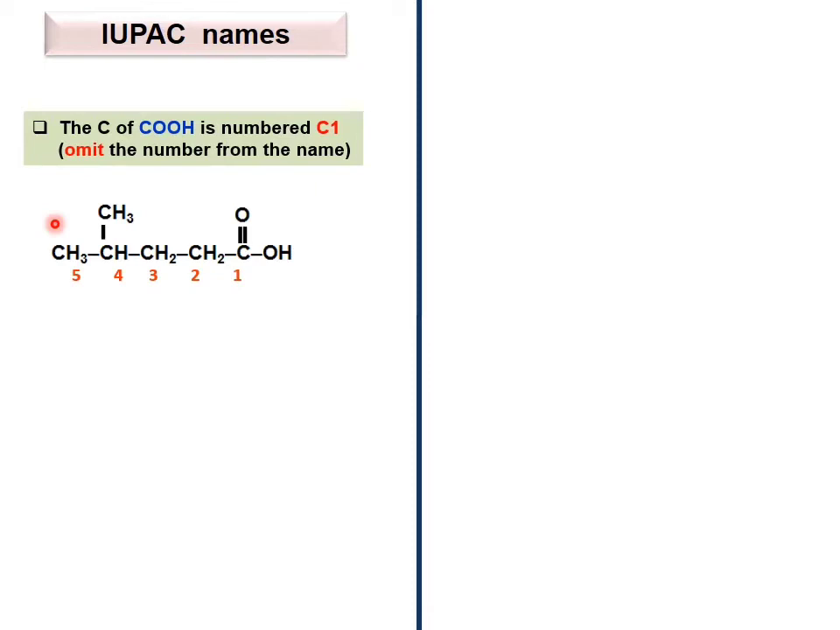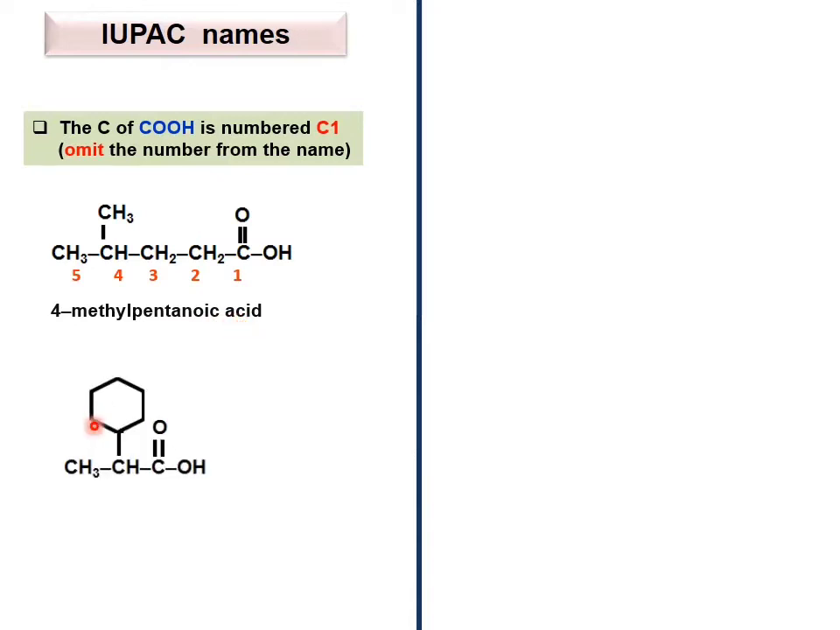So the parent name should be, ingat kalau 5 mesti pentane. So kalau carboxylic dia jadi pentanoic acid. Like that. So here be careful, we have a substituent at carbon number 4. So the full name should be 4-methyl pentanoic acid. So 4-methyl pentanoic, no spacing at all, but we have a space here between oic and acid.